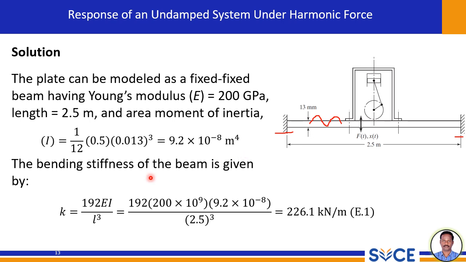The bending stiffness of the beam is given by this formula, which is specific to a fixed beam. Let's plug in the given values, and calculating this, we get a stiffness value of 216.1 kilonewton per meter. This represents the stiffness of the plate, which is crucial for determining vibration response. We have now determined the bending stiffness of the plate. In the next step, we will use this value to calculate the natural frequency of the system.